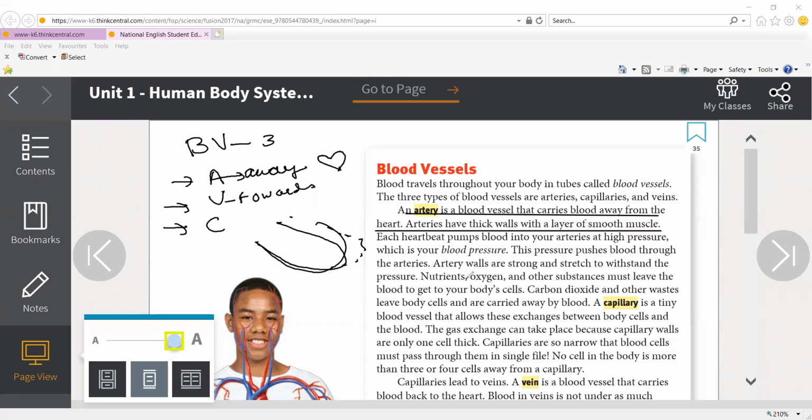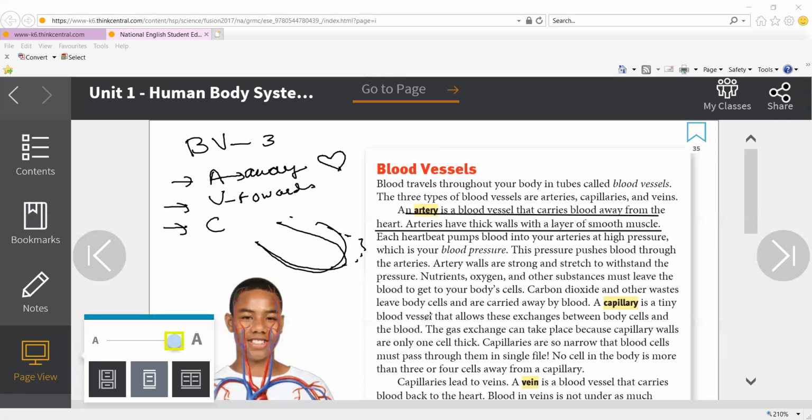Nutrients, oxygen, and other substances must leave the blood to reach your body cells. What all is going with the blood to all parts of the body? Nutrients, oxygen, and other substances. Now, carbon dioxide and other waste leave the body cells and are carried away by the blood. Capillary vessels allow this exchange between the body cells and blood. While taking away or bringing back, you need something which will exchange and not mix the bad blood with the good one. That is what the capillary does.